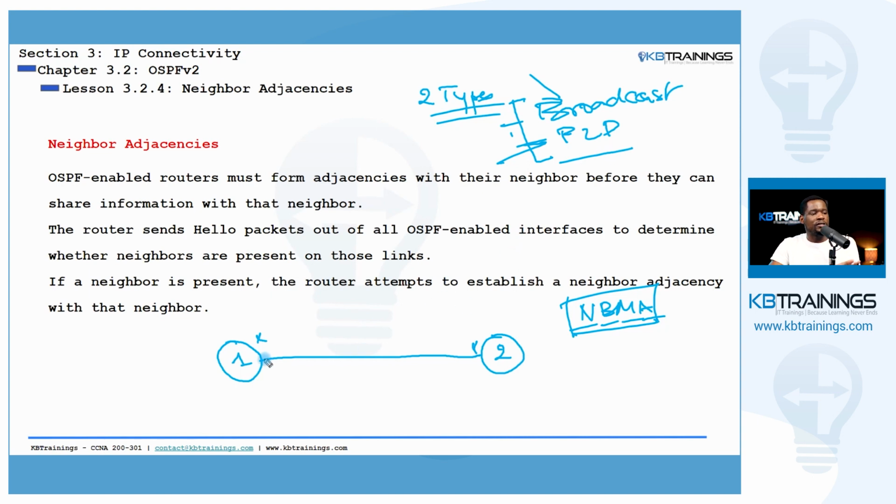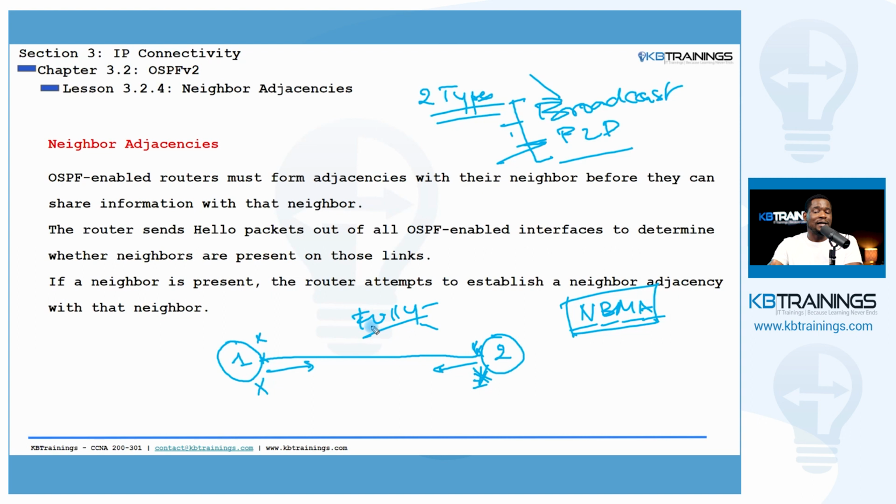When you connect these two routers, they're going to send hello packets to each other, and they're going to discover each other and then grow their neighbor adjacency to become fully adjacent. When we say fully adjacent, it means that they have the same copy of the link state database. So that is what fully adjacent means.